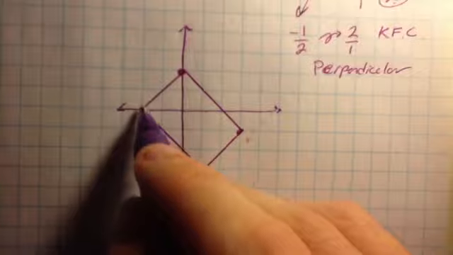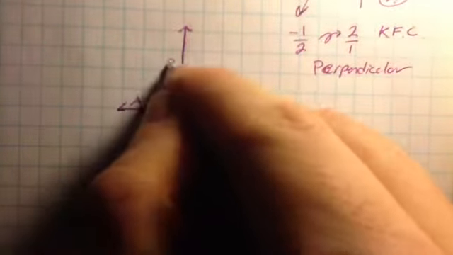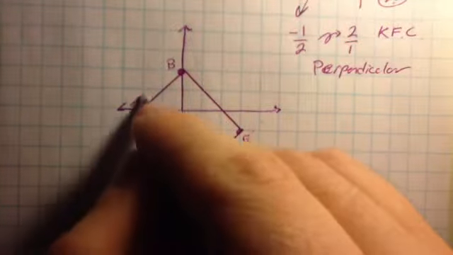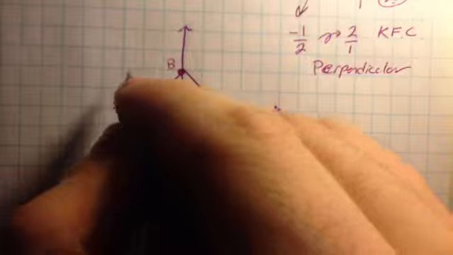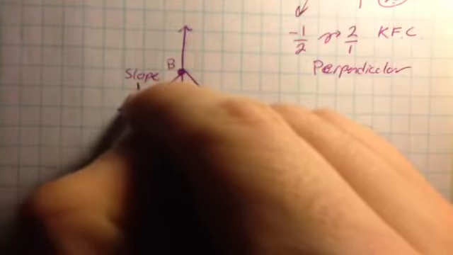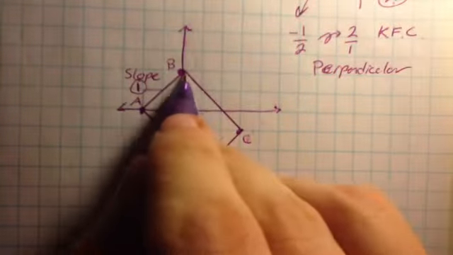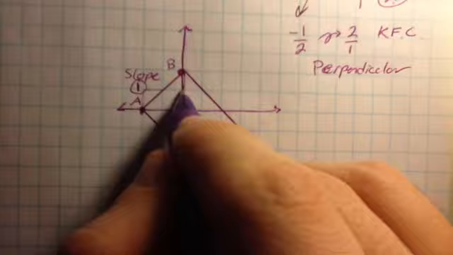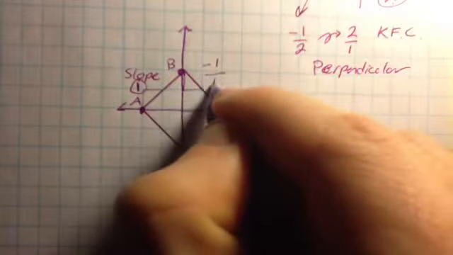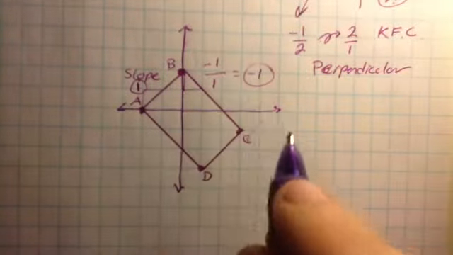So let's check out the slope for all 4 sides. So we'll call this A, B, C, and D. So the slope from A to B, up 1, over 1. The slope is 1 over 1, which simplifies to just 1. From B to C, down 1, over 1. So down 1, negative 1, over 1, which is just negative 1. So the slope is negative 1 there.